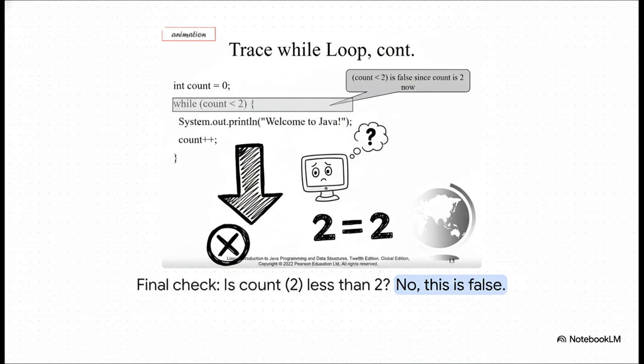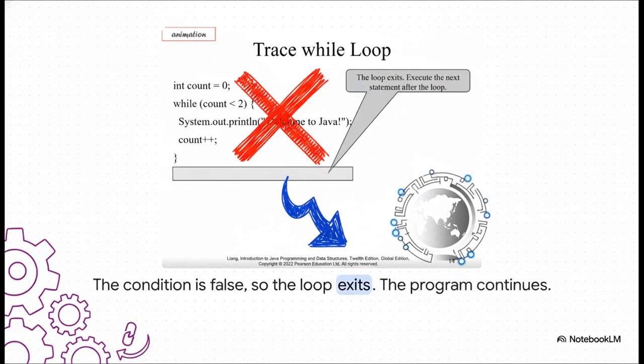The computer asks, is count, which is now 2, less than 2? And for the very first time, the answer is no. 2 is not less than 2. The condition is finally false. And bam, because that condition was false, the program says, nope, not going in there again, and it breaks out of the loop completely. It just skips right over the loop's body and moves on to whatever code comes next.